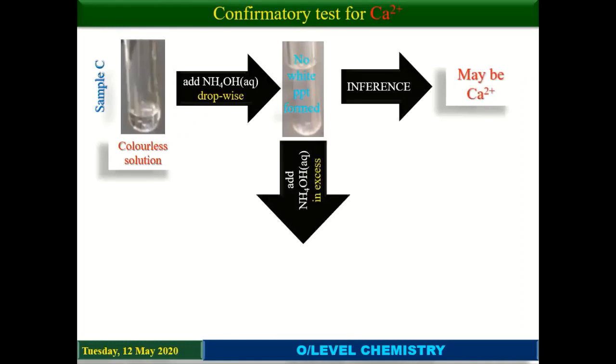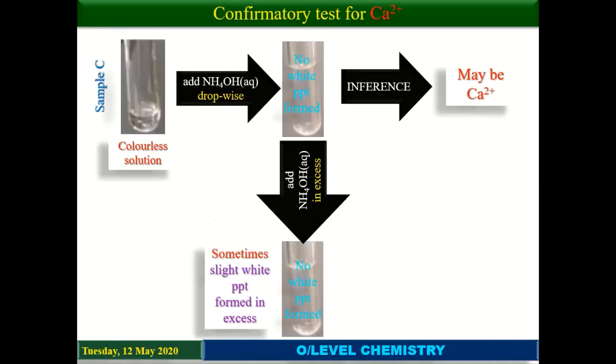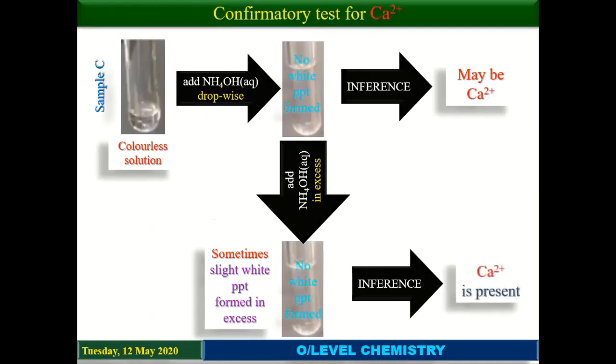Then we will add excess of ammonium hydroxide. On adding ammonium hydroxide in excess, usually we do not get any precipitate, but sometimes, due to the change in concentration or disturbance in concentration of our reagent, we may get a slight white precipitate. So in both cases, the inference is the same: calcium is present.